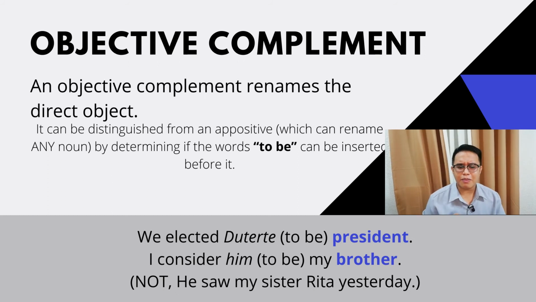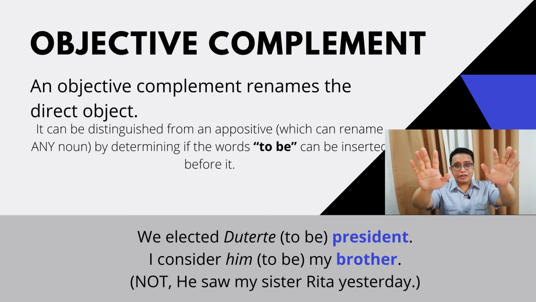Same with our second example. I consider him to be my brother. I considered him my brother. Rather, I consider him my brother. I consider who? Him, right? Him to be what? My brother.